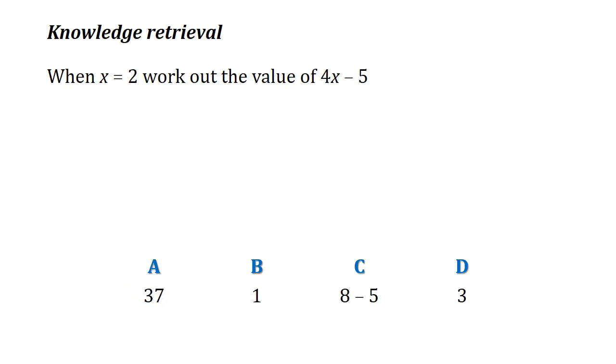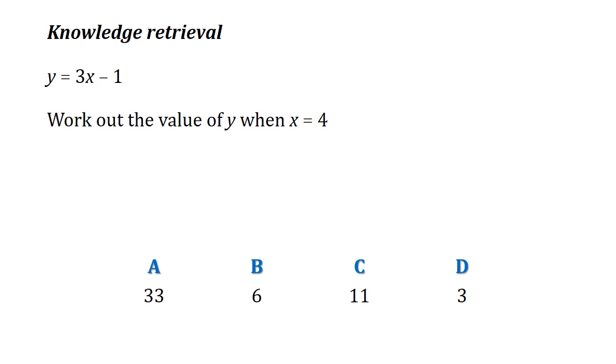Next one, same idea again. Choose A, B, C or D. In this case, if we replace the x with the 2 and then complete the calculation, we get 8 minus 5. So D is correct. Another one for you to try. If we swap the x for a 4 and do 3 times 4, take away 1, we get that C, 11, was the correct value.